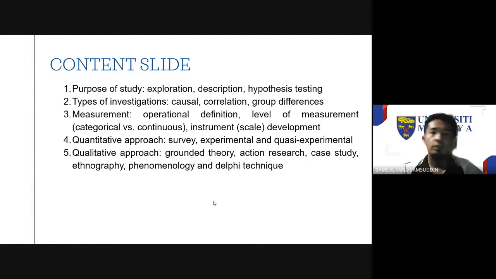What is the purpose of your study, and what are the types of investigations? Then how about the research measurement, the operational definition, the level of measurement, and the instrument or scale development that you want to include in your research? And then what type of approach do you want to conduct in your research, either a quantitative approach or a qualitative approach?